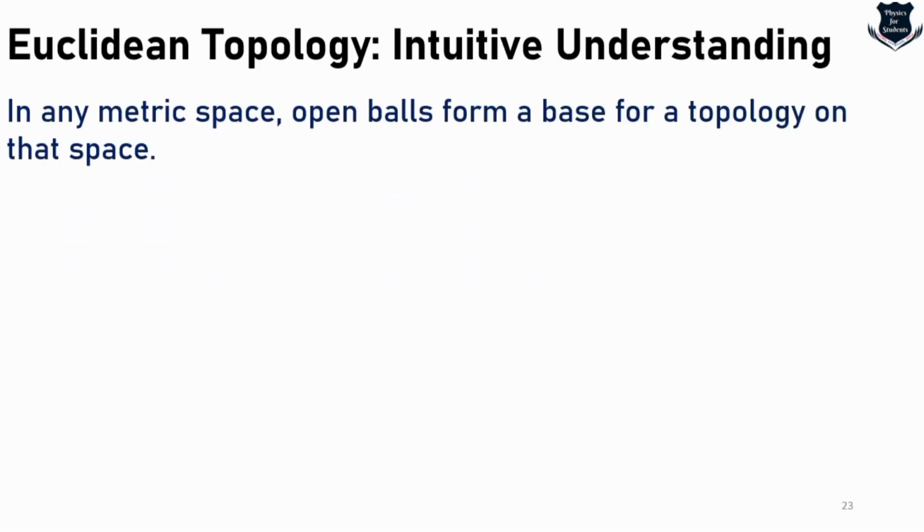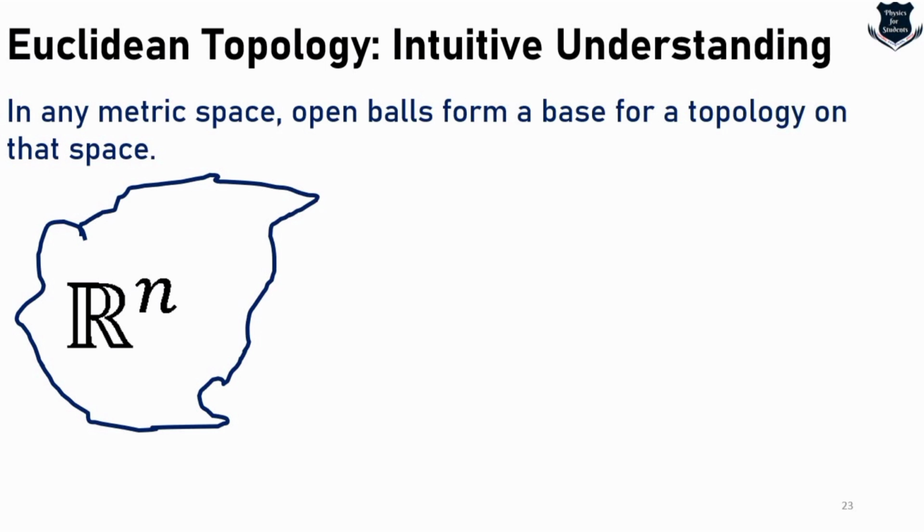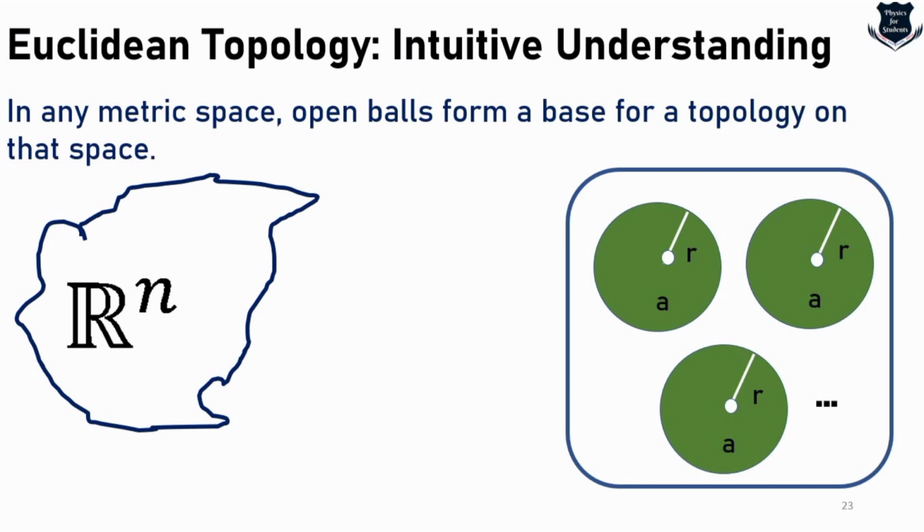Now, in Euclidean topology, in any metric space, open balls form a base for a topology on that space. Here we are constructing the Euclidean topology, the topology on Rn. In any metric space, the open balls form a base for a topology of that space. The Euclidean topology of Rn is then simply that topology.